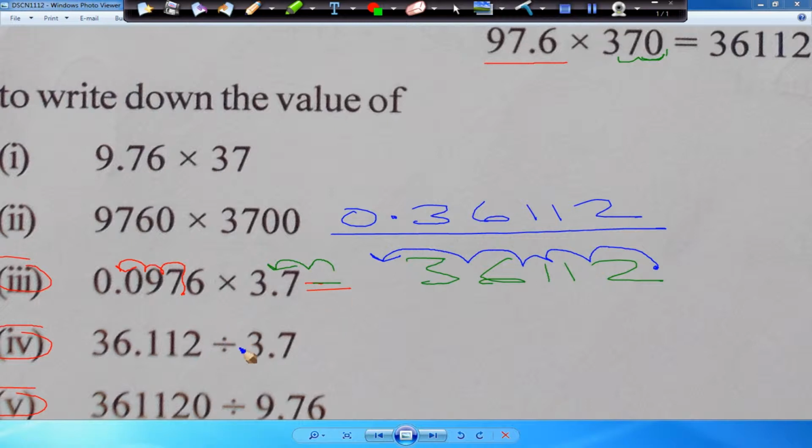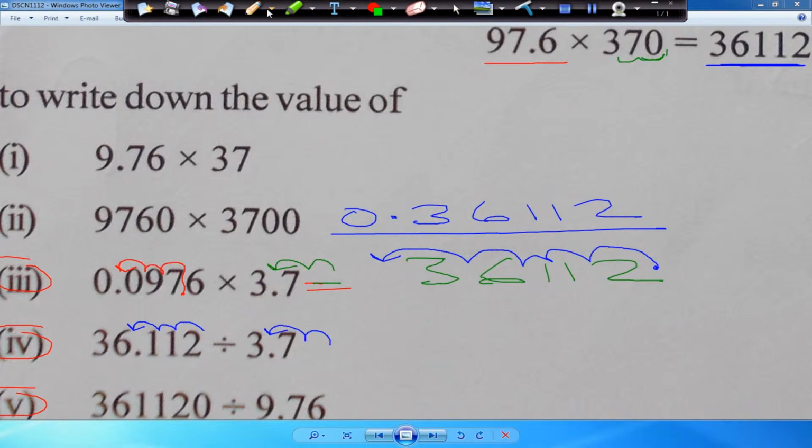We have here, these next two questions, 36.112. So now remember, the original number was what? 36112. Okay, here it is. So how do we get from 36112 to 36.112? What have we done to the number? We made the original number 1,000 times smaller. The 37 originally started off as 370. So how many times did I make it smaller? 100 times smaller. So let's have a look how that pans out.